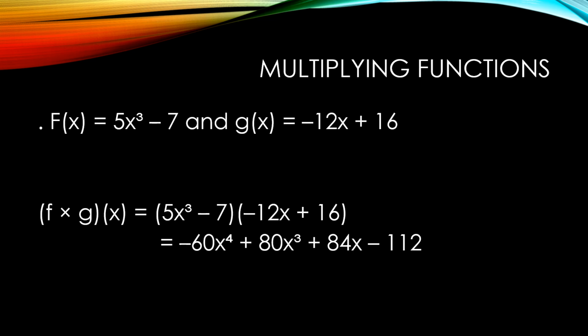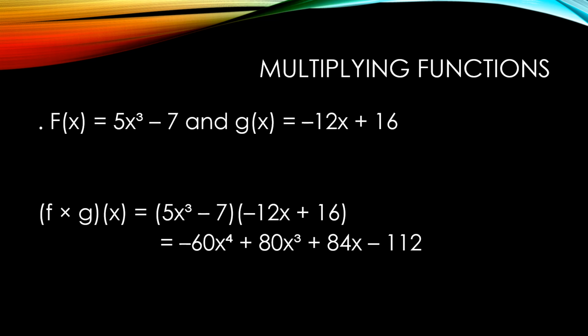Multiplying functions. So we can have another example here on how we multiply functions. So we have f times g of x. We want to find the function f times g of x, and this time we are not substituting a number as we did the first time. We want to find an expression for the whole function. So we write f of x, 5x power 3 minus 7, multiplying minus 12x plus 16, and this one can be expanded like how in algebra we expand binomial terms.